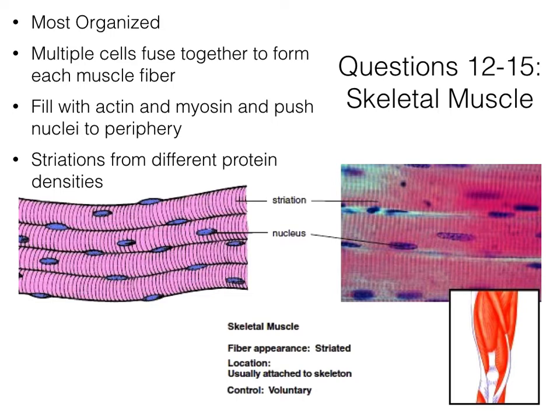The nucleus, or the different nuclei, because again, each fiber is made up of multiple cells that have fused together, right? So all of the different nuclei from a single fiber basically get pushed out to the periphery, to the outside edge of that muscle fiber. So you often see them as these purple blobs on the larger muscle fibers. And the striations inside are caused by the different densities of actin and myosin proteins within that muscle fiber.